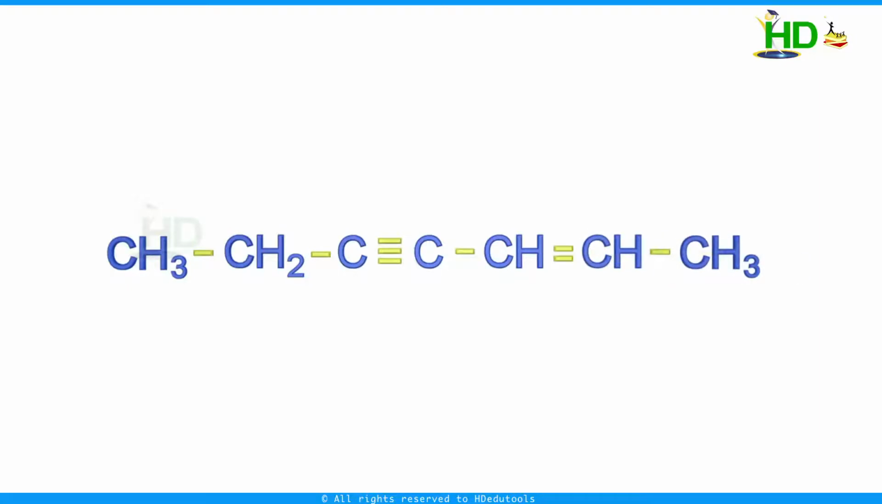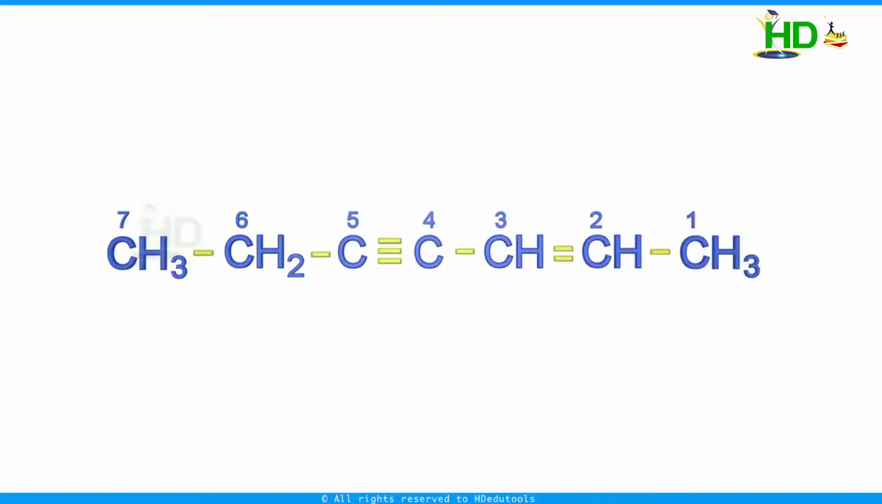Similarly, we take this compound. This is a straight chain hydrocarbon. How many carbons is it having? 7 carbons. Now how to number them? From left to right or right to left? Yes, from left to right. The locants of the double and triple bonds should be minimum.